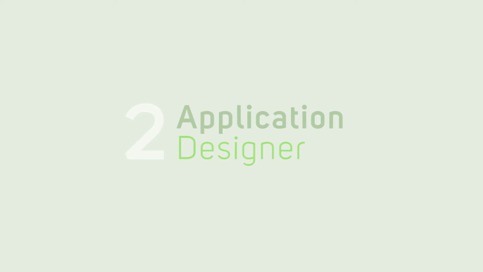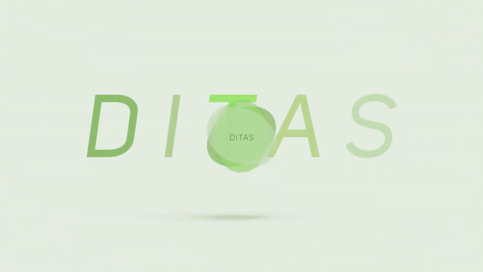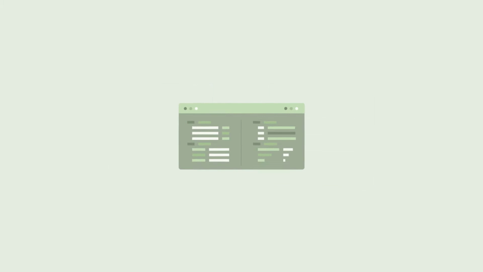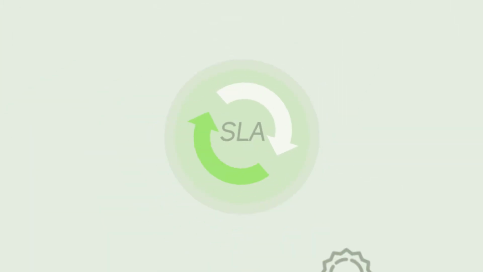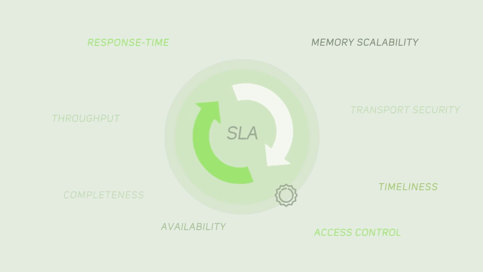As an application designer, you can use DITAS to search the best suitable data for your application. You would first need to declare the functional and non-functional requirements of your application. DITAS will create a service-level agreement taking into account these constraints.